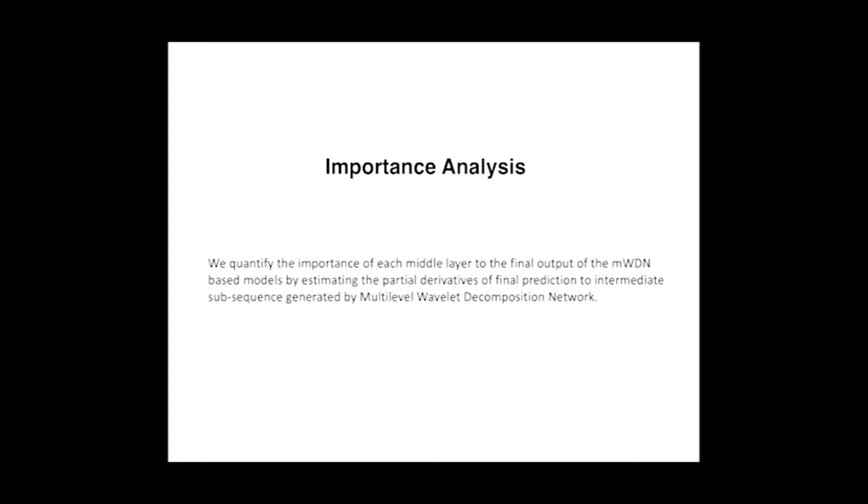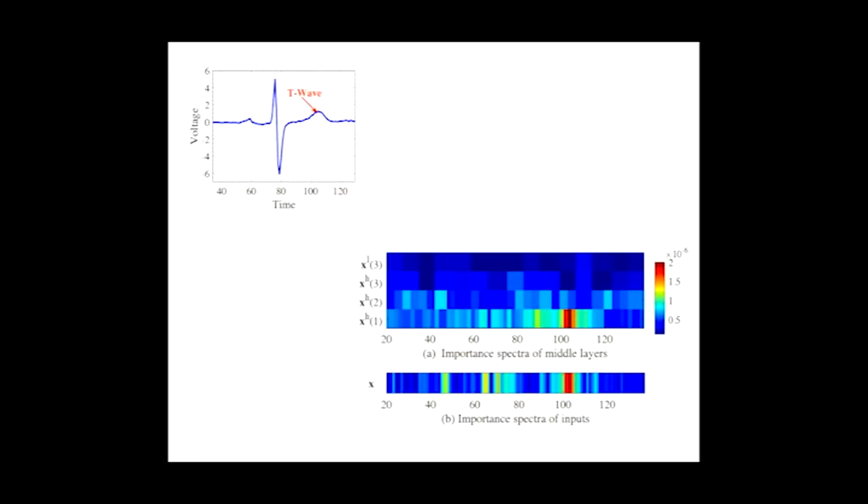Since MWDN is embedded with a discrete wavelet decomposition, the output of the middle layer inherits the physical meaning of wavelet decompositions. So given a well-trained model, we quantify the importance of each middle layer to the final output of MWDN-based models by estimating the partial derivatives of the final prediction with respect to the intermediate subsequences generated by the multilevel wavelet decomposition network.